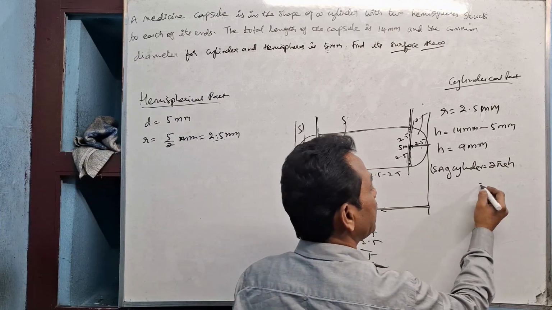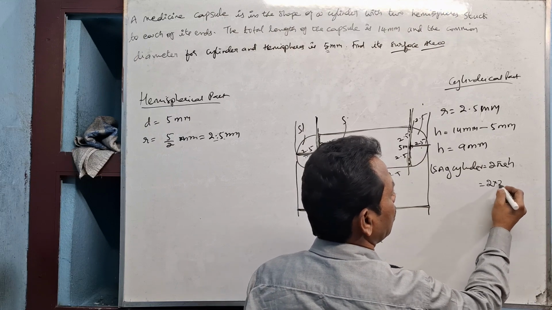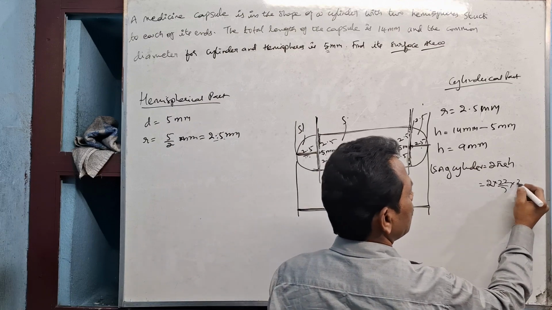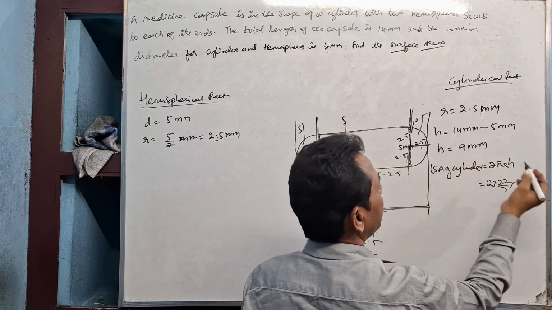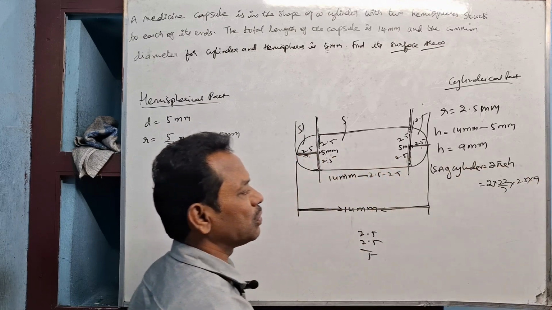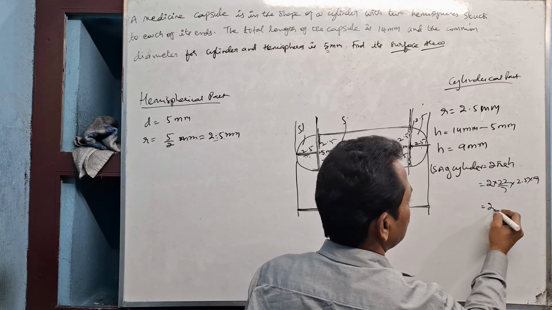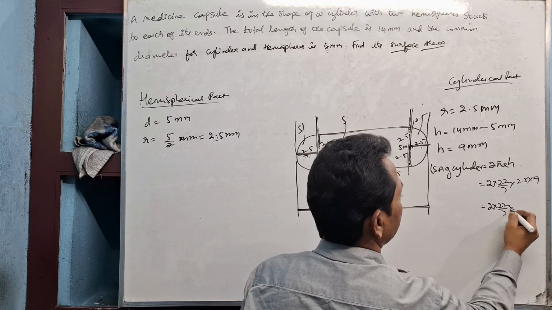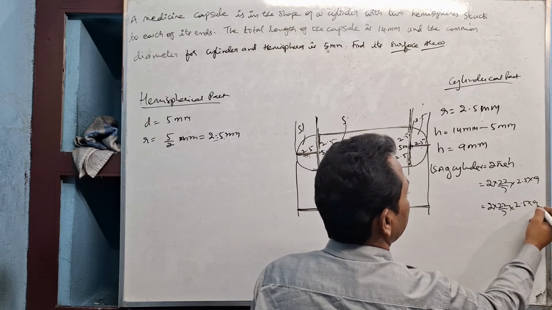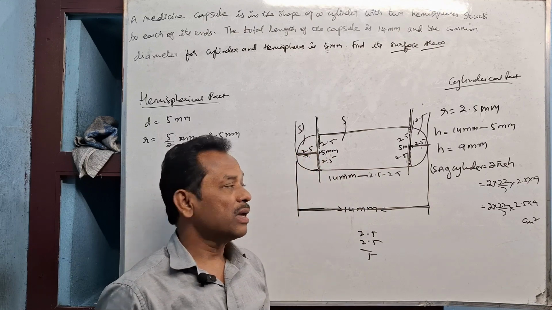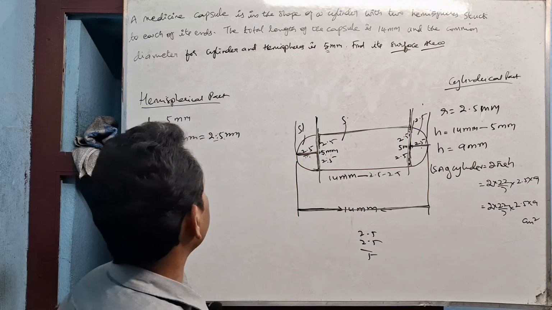So let me put the values: 2 into 22 by 7 into the radius, which is 2.5. Height is 9. Okay, bacho? Let me keep it as it is: 2 into 22 by 7 into 2.5 into 9 centimeter square. Hope you understood. Next we'll go for the hemispherical part.